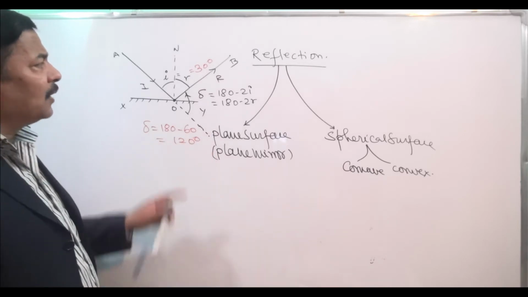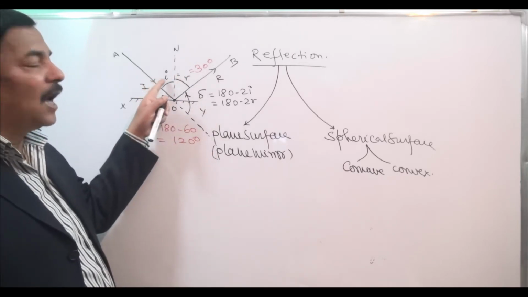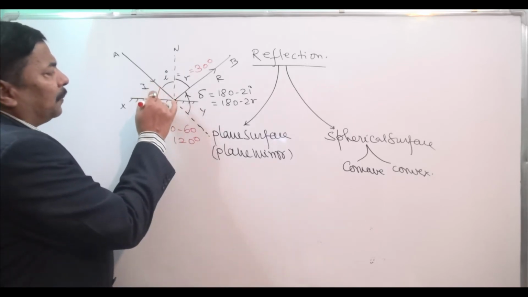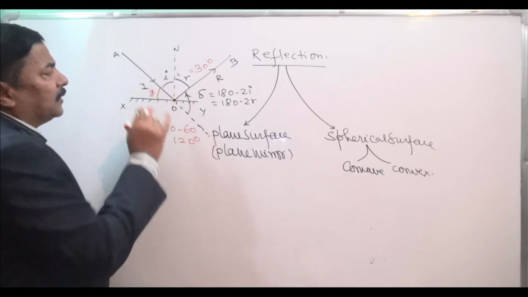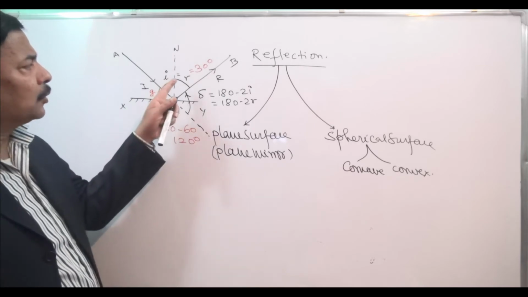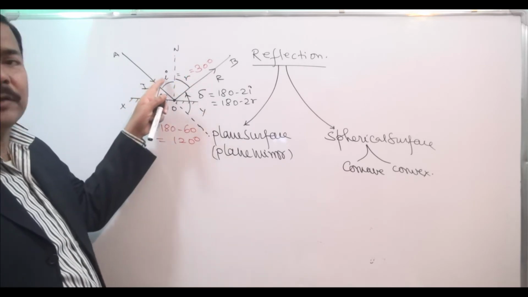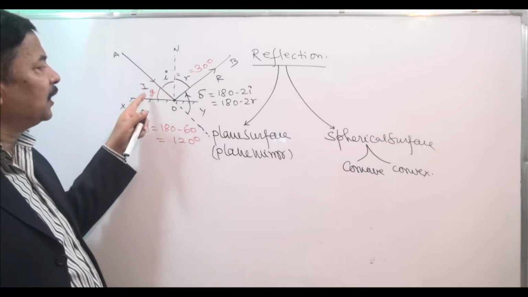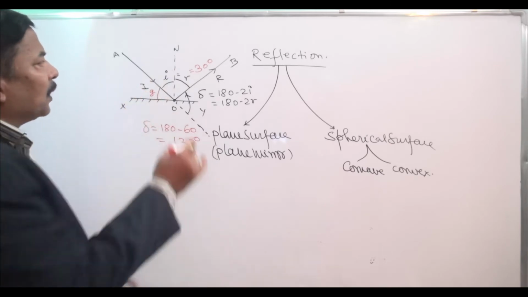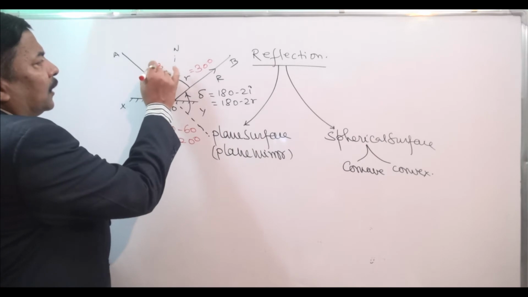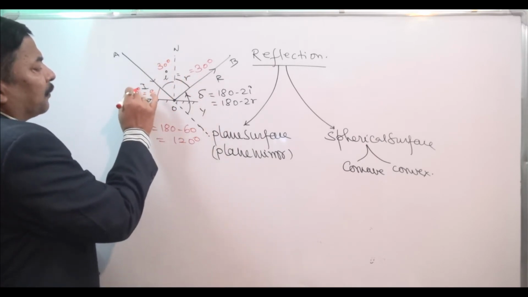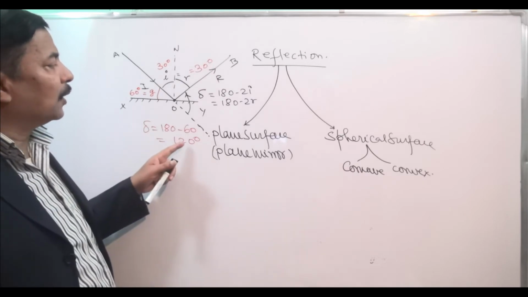So if R is equal to 30 degree, this means I is equal to 30 degree, and this angle is basically your glancing angle G. So if R is 30 degree, I is 30 degree by the law of reflection, and if this is 30 degree, G will be equal to 60 degree. This is your 30 degree and this will be your 60 degree, and your deviation is 120 degree.